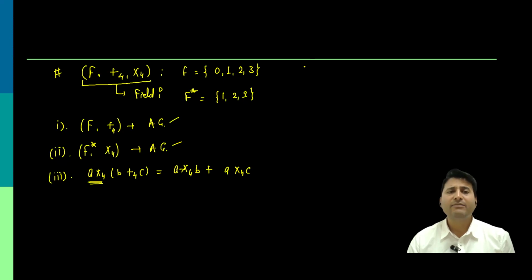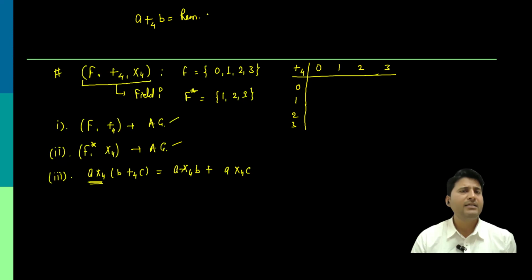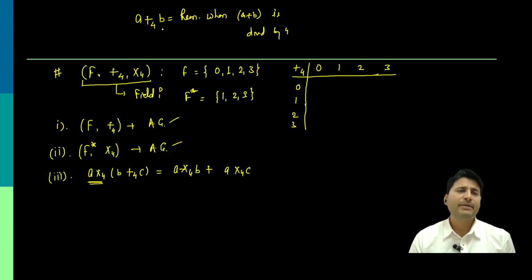So let us make the table firstly for plus 4. For plus 4, the elements that should be taken are 0, 1, 2 and 3. As already discussed in the previous session, addition modulo 4 gives the remainder when a plus b is divided by 4. In the same manner, multiplication modulo 4 of a and b is the remainder when a cross b is divided by 4. So let us see what it gives you.